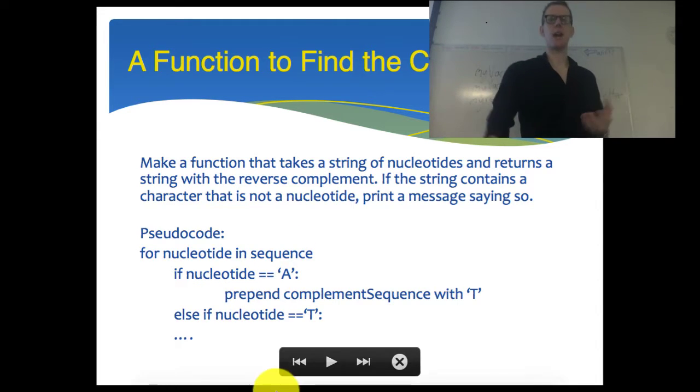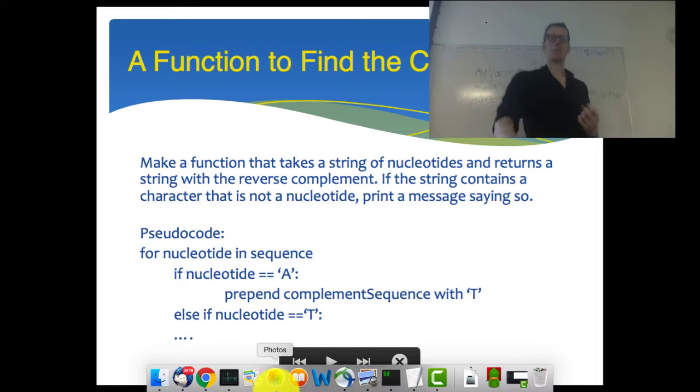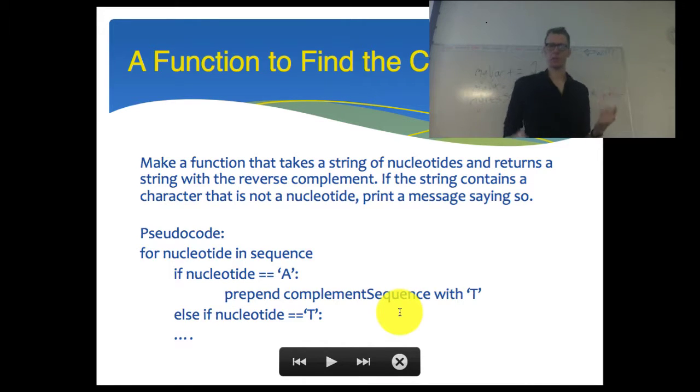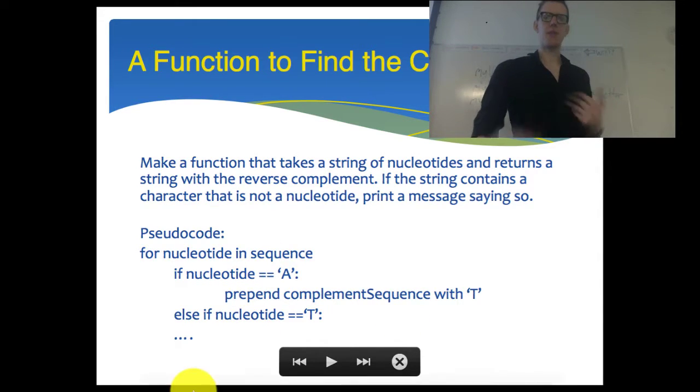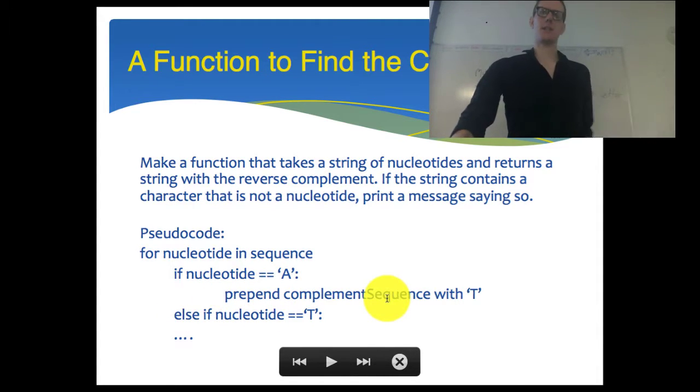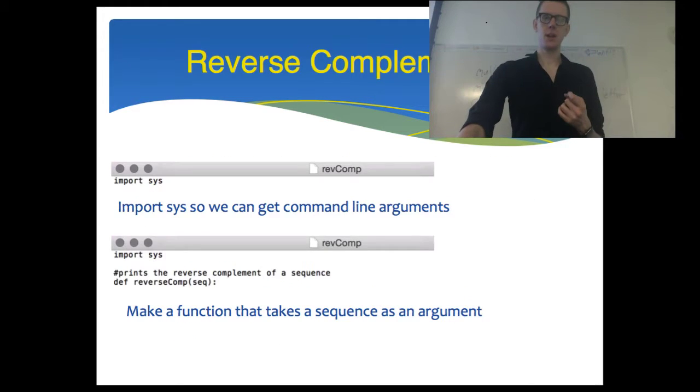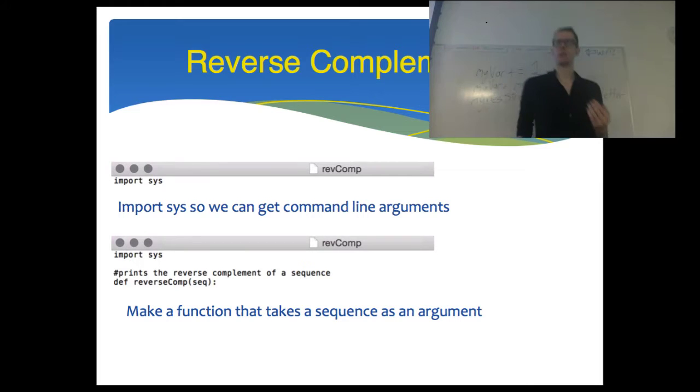So if I come across an A, I'm going to add a T onto the beginning of my output sequence. And then I need to do that for every nucleotide that I might come across. So else, if it's a T, let's prepend an A, etc. So this is my idea to solve this problem algorithmically. So I'm going to begin to convert that to Python code, line by line.